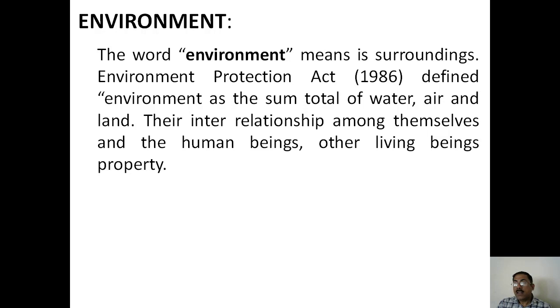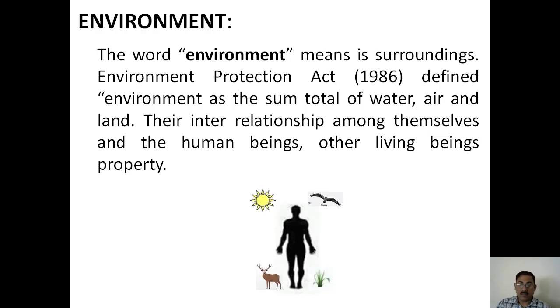So you can see the environment is the combination of water, air and land and their relationship with human beings. This is our environment. But if you look around us, there are two different things available which create our environment. The first is the living things, the second is the non-living things. So you can define the environment as the biotic and abiotic things which create our own environment.